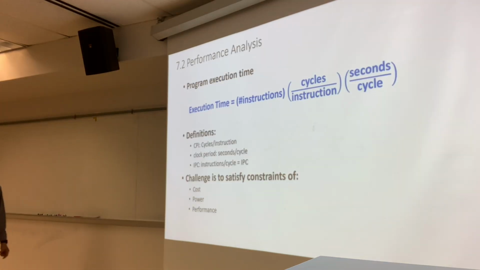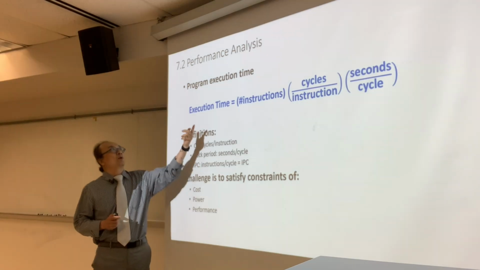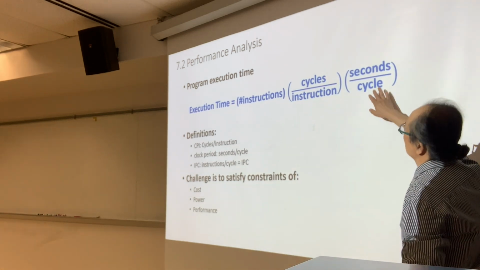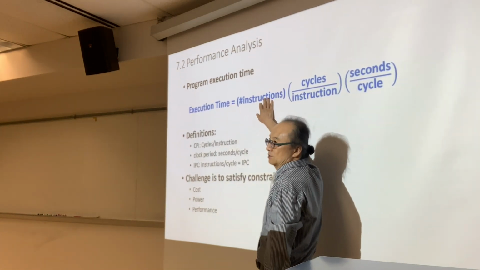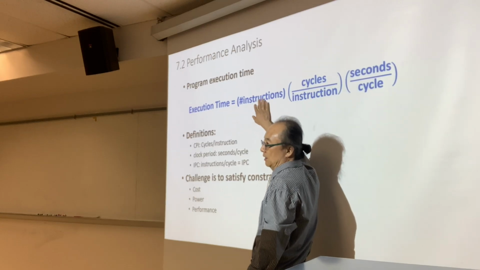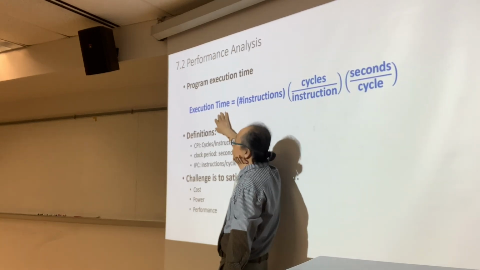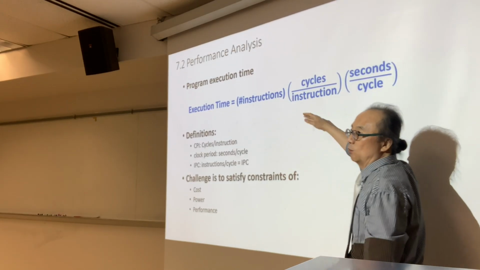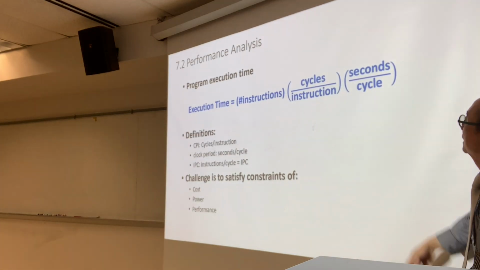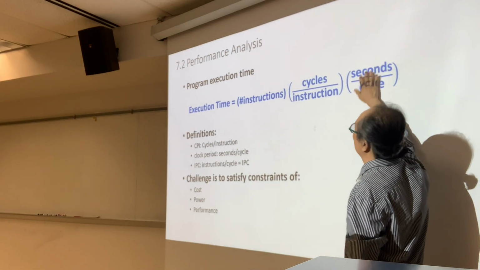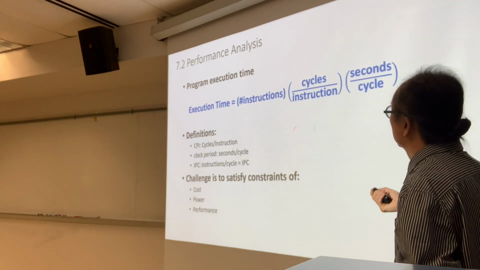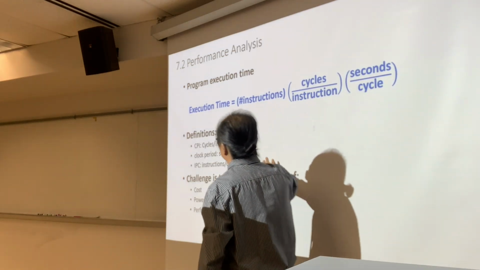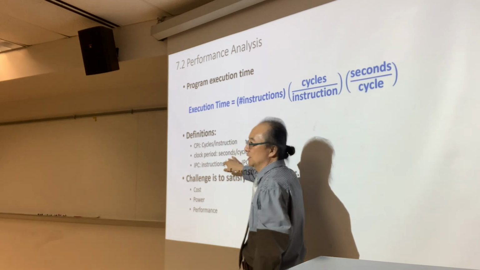Program execution time is just performance analysis. When we say execution time, for any given set of instructions, we need to use this. The total number of instructions, obviously how many instructions we are going to execute, is the main factor for execution time. Then, how many cycles are required to execute each instruction, and then time in seconds over number of cycles. Sometimes we use CPI as clock cycles per instruction, and clock period as seconds per cycle.